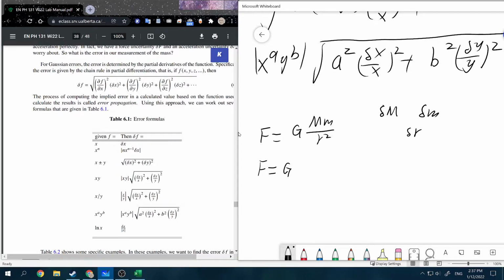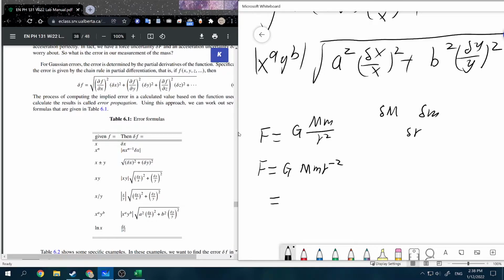You just put the G in the front and just carry it with you. Now it equals M m r to the power minus 2, right? Because it's in the denominator. Anything in the denominator is equal to that to the power of minus of that. If it's just divided by r, then it's r to the minus 1, but it's divided by r squared, so it's r to the minus 2. So now we can actually use this formula right here.